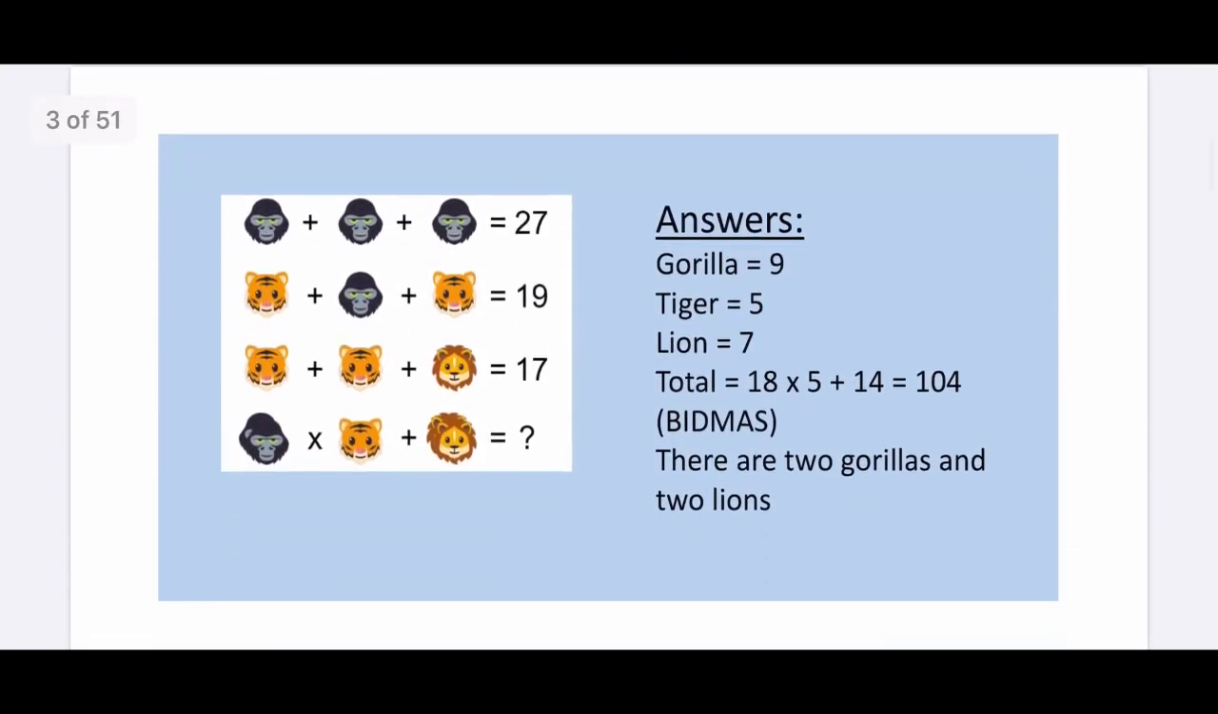Okay, so that makes the gorilla 9 each, because 9 add 9 is 18, which means the tiger is 5, because 5 add 5 is 10. That makes the lion 7, so 5 add 7 is 12. And then the total: there are 2 gorillas, so 2 lots of 9 are 18. Then 18 plus 5 because there is only 1 tiger. And then you need to add 14 to that because there are 2 lions, so 2 7s are 14, which makes the overall total. Well done if you got that.